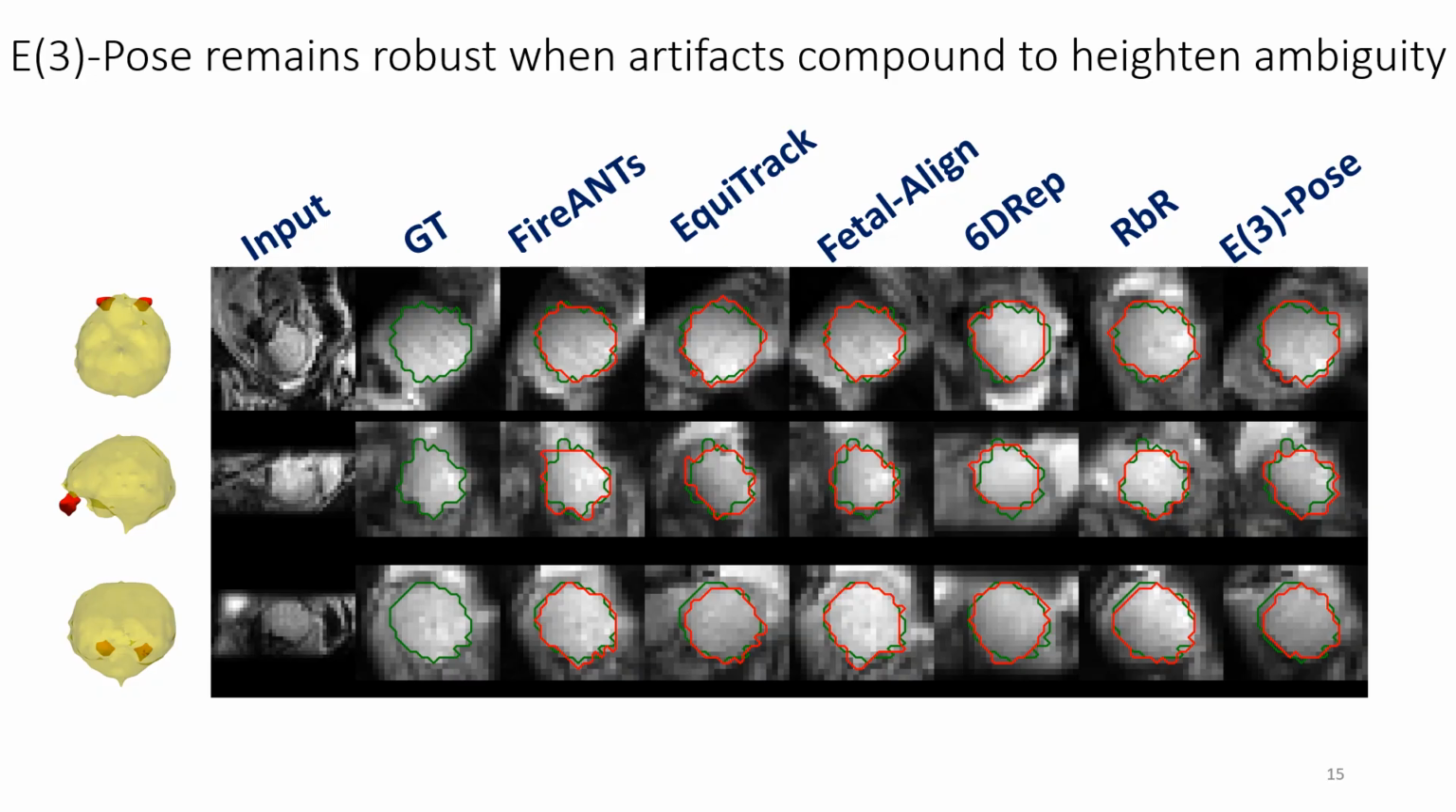Here's one example navigator with particularly high pose ambiguity. The eyes and other details are hard to see, and the brain looks almost like a sphere. The red and green lines closely match in all alignments, which all seem visually plausible, but one can tell from examining the surrounding tissue that the pose predicted by the baselines is completely incorrect, while E3 pose is able to correctly recover the true pose.